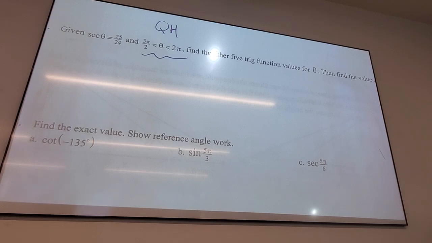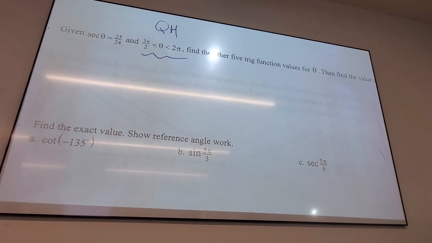Cosine is what over what? Basic definition of cosine: x over r. So secant is r over x, correct? r is the hypotenuse. What's the longest side in a right triangle, always? Hypotenuse. So if you just look at it that way, secant has got to be greater than or equal to 1. Right?